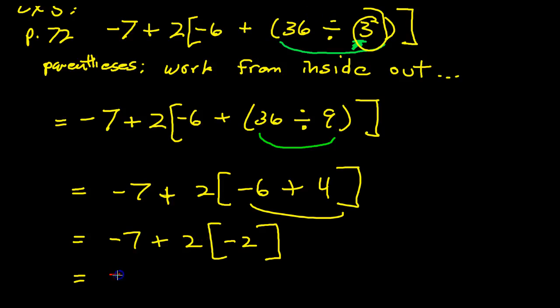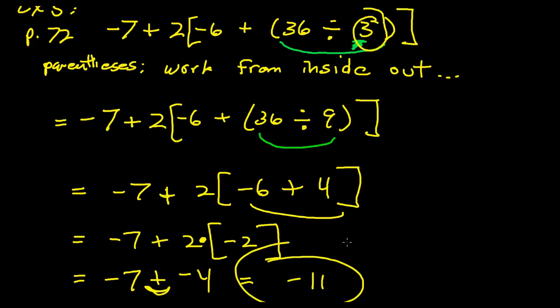All right, so minus 7. Hang on. Minus 7 plus 2 times minus 2 is minus 4. And now I take care of this addition. So tempting to do that first, or even before you're supposed to. That's the last operation. Minus 7 plus 4 is negative 11. All right, let's get a fresh screen here.